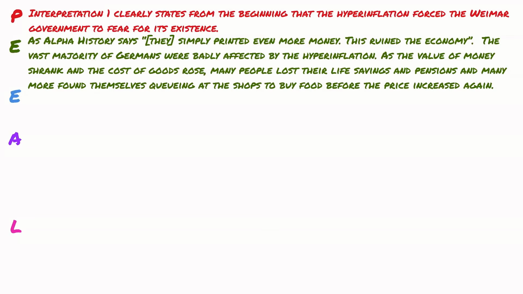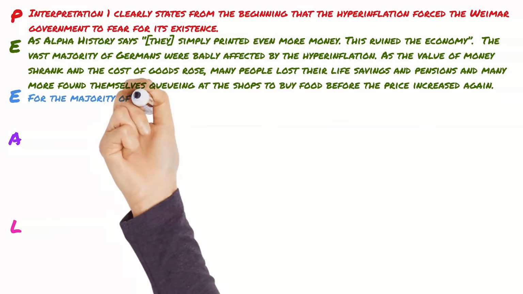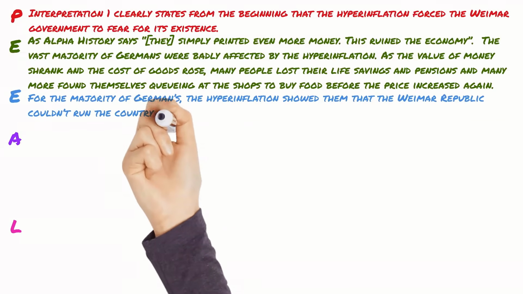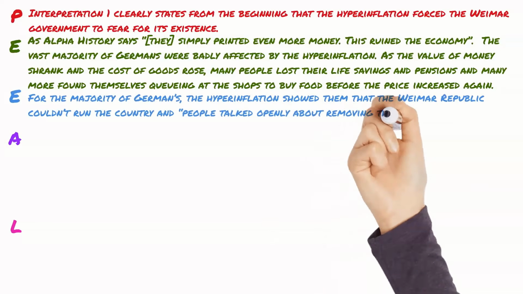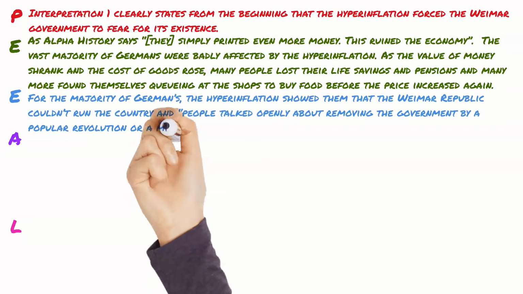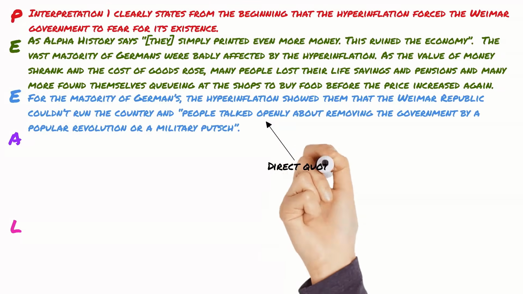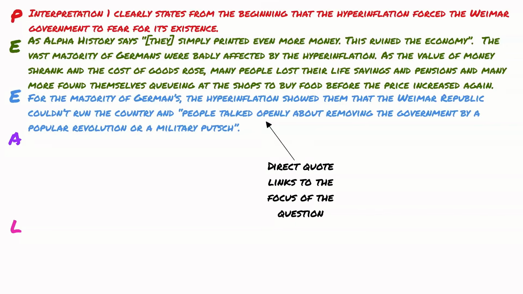On to explain then. This is pretty straightforward. I just need to link the event, hyperinflation, to the focus of the question. So, for the majority of Germans, the hyperinflation showed them that the Weimar Republic couldn't run the country, and people talked openly about removing the government by popular revolution or a military putsch. Again, I'm using direct quotes to explain why hyperinflation was a challenge for the Weimar Republic.